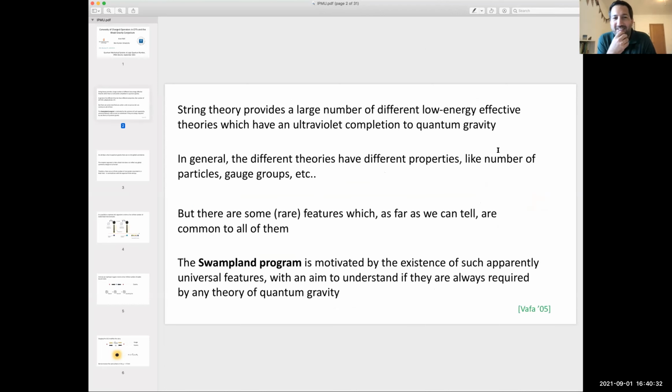Okay, thank you. So as I said, string theory provides a large number of different low energy effective theories, which have an ultraviolet completion to quantum gravity. In general, different such effective theories have different properties, like different gauge groups, different numbers of particles, and so on. But there appear to be some rare features which, as far as we can tell, are common to all the effective theories that we obtain from string theory.